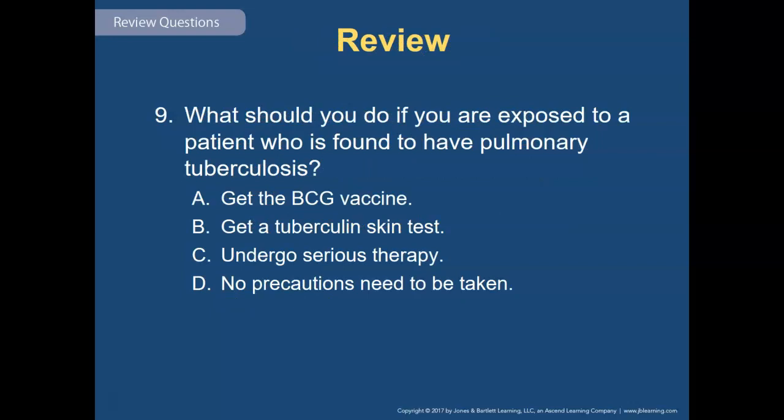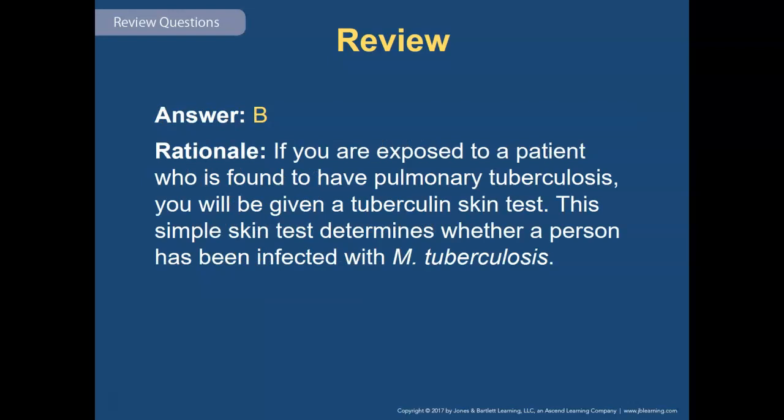Now, what should you do if you're exposed to a patient who is found to have pulmonary tuberculosis? So get the vaccine, get a TB skin test, undergo serious therapy, no precautions. You've pretty much got everything here, right? You've got, don't worry about it, all the way up to serious therapy, like you probably need a surgery or something. B, exposed to a patient who is found to have tuberculosis, you will be given a tuberculin skin test.